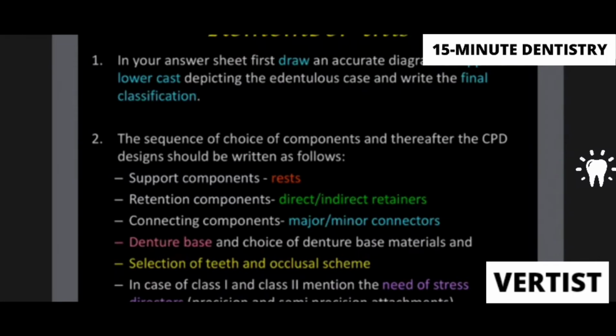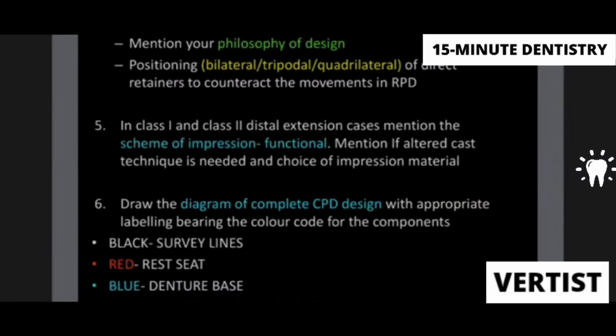major and minor connectors, your denture base and your choice of denture base materials, your selection of teeth and your occlusal scheme. And if you need any form of stress directors, then you're going to be mentioning those as well, that is precision and semi-precision attachments. Then you have to mention what is your nature of support. Is it going to be tooth supported, tissue supported, or tooth tissue supported?